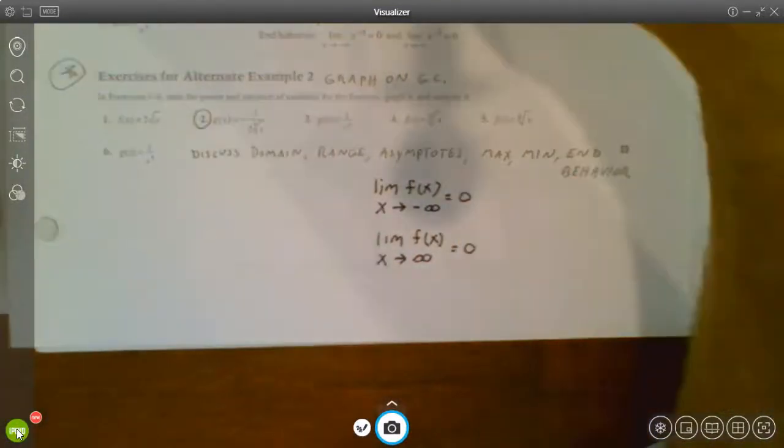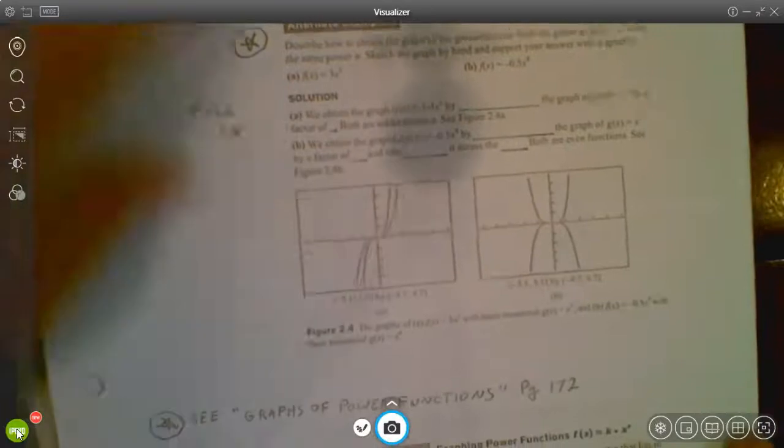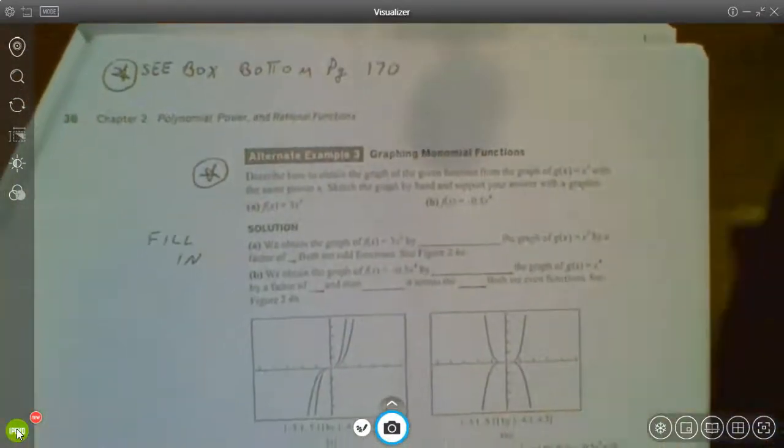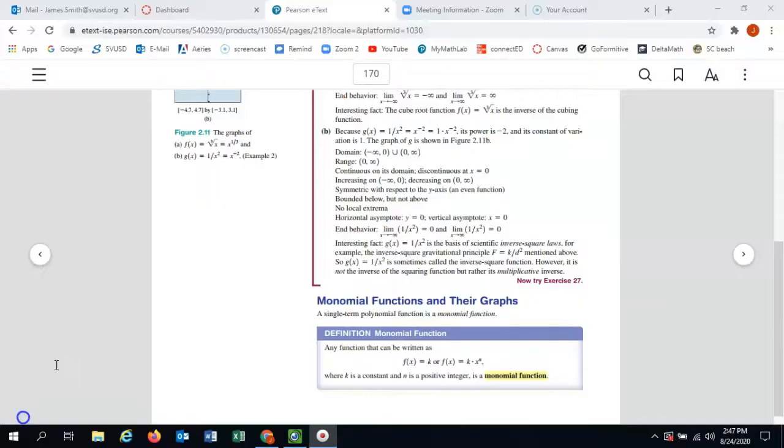So let me flip over to this guy. I'm going to take you back to our book for something really quick. On page 170, there's something I want you to see. Simply, I just wanted to remind you of a monomial function. It simply means a function that has one term. So remember, mono means one, so a one-term function.